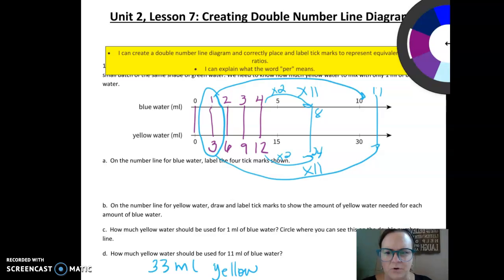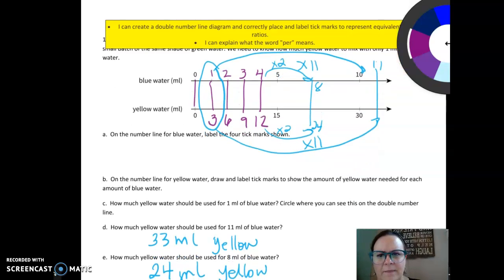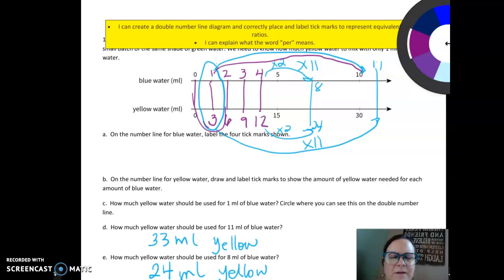And so first of all, we're looking at how much yellow water should be used for 1 milliliter of blue water, and circle where we can see that. So that's what I've circled right here. And then we have to figure out how much yellow water should be used for 11 milliliters of blue water. So to get from 1 to 11, I have to multiply by 11. So that's what I'm doing here. 1 times 11 is 11, which is right here. And so then I'm going to take the 3 that correlates with the 1, and I'm going to multiply that by 11, and I get 33.